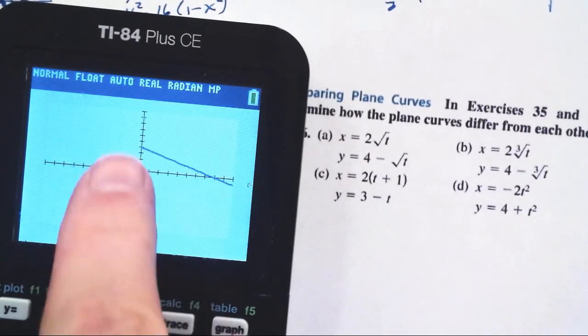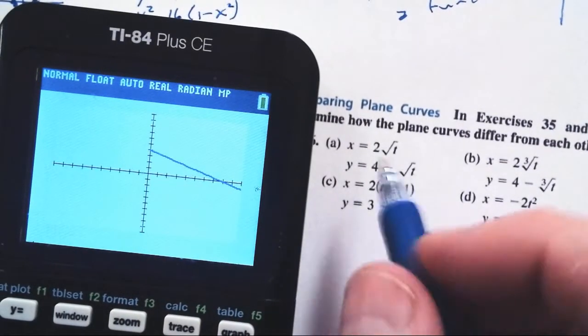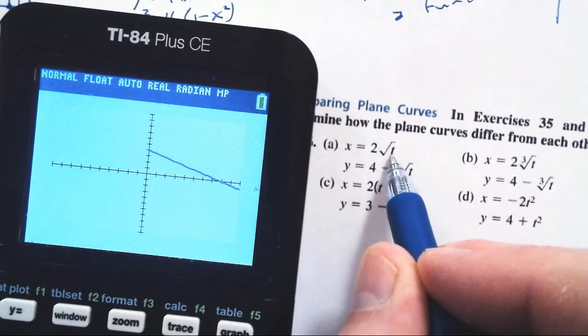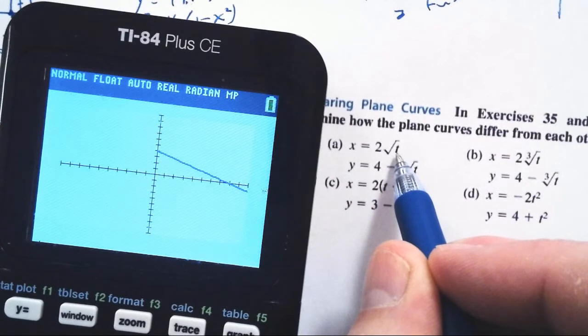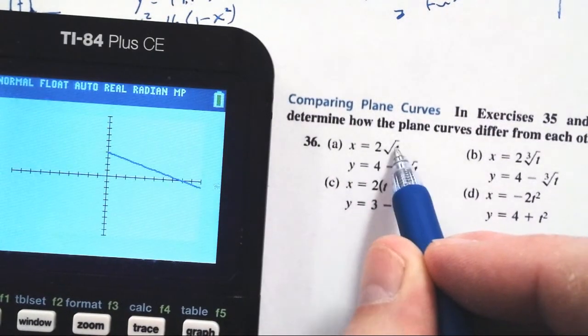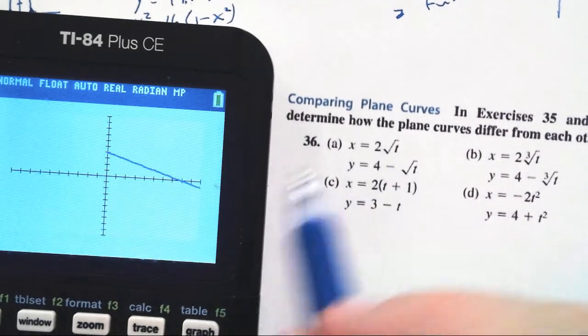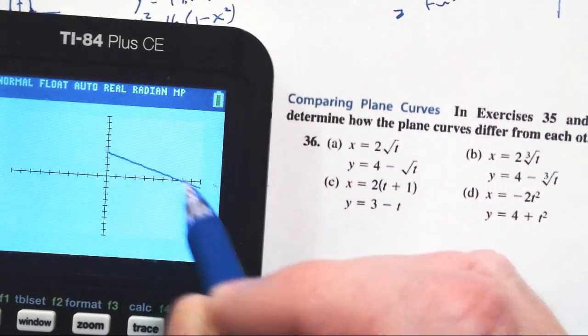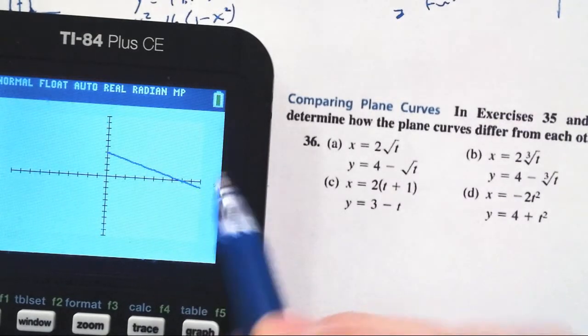But I still only have line going to the right. Well, let's take a look. That line's going to the right because t can't be less than 0 here. And if t is 0, x is 0. If t is 0, y is 4. 0, 4 looks like a starting point for me. But I think if I zoom to the left, it's going to go on forever.